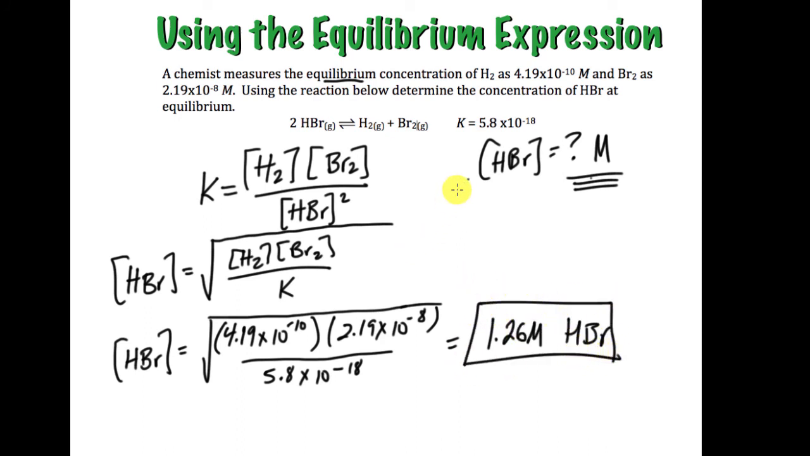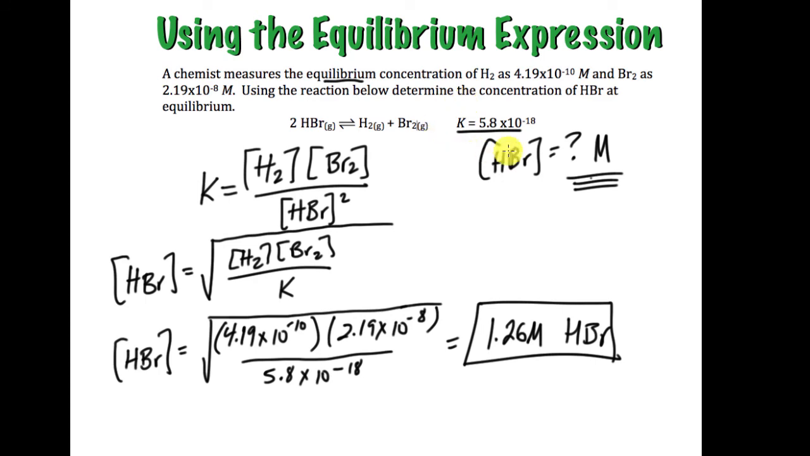Now let's think about this. What did we say earlier? K is really, really small. So should we have a lot of HBr, or a little bit of HBr when we get to equilibrium? Based on this constant, I should have a lot more reactants than products. HBr is a reactant. So 1.26 is a lot greater than 2.19 times 10 to the minus 8. So again, it makes a lot of sense. It matches what K is telling us.